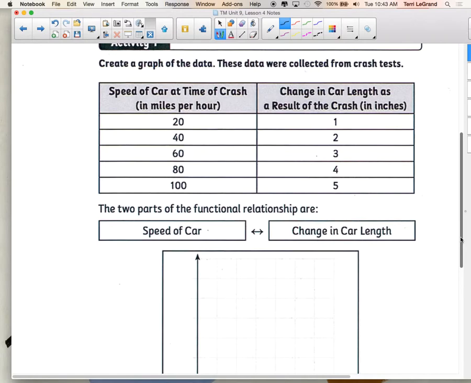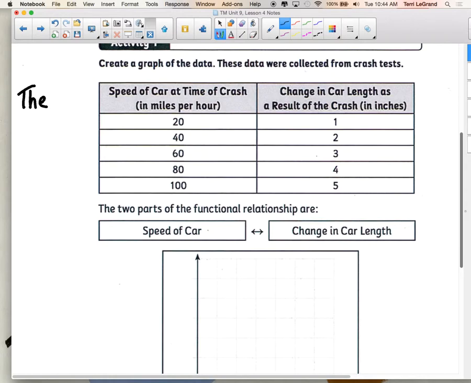Let's write it over here in the margin. The what depends on what? Does the speed of the car at the time of the crash depend on, is that the result of, the number of inches in change length of the car? You know, how much the car length changes. Or is the change in car length the result of, does it depend on how fast the car is going, the speed of the car? Which one makes more sense?